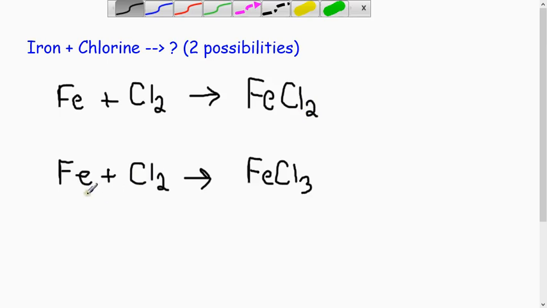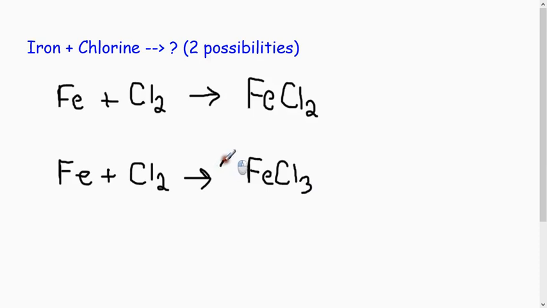On the bottom one, I have 1 iron on the left and 1 on the right. However, I have 2 chlorines on the left and 3 chlorines on the right. The least common multiple of 2 and 3 is 6. So to get 6 on the right, I would put a coefficient of 2 in front and a coefficient of 3 in front of the Cl2 to get 6 chlorines. But I also have 2 irons over here now, so I would also need a 2 in front of this iron.